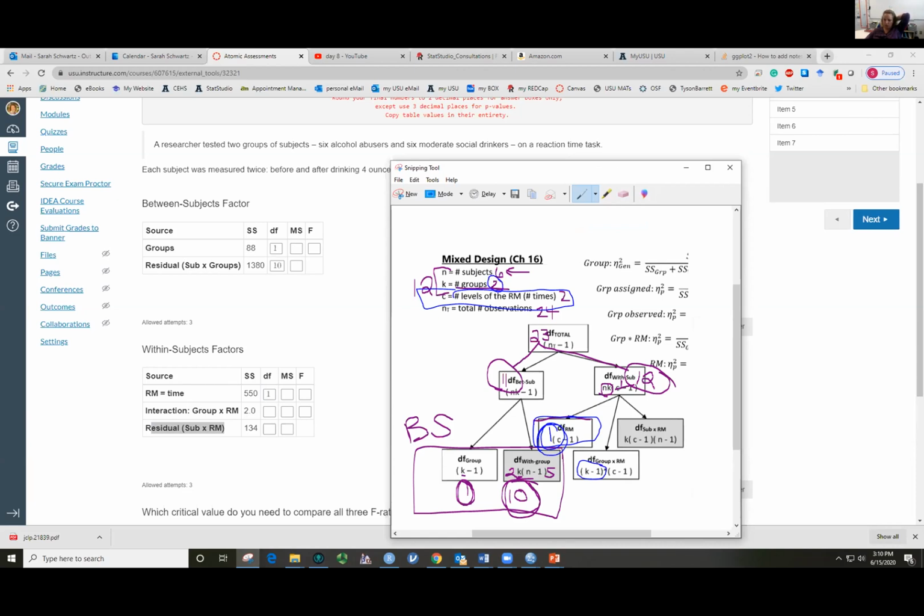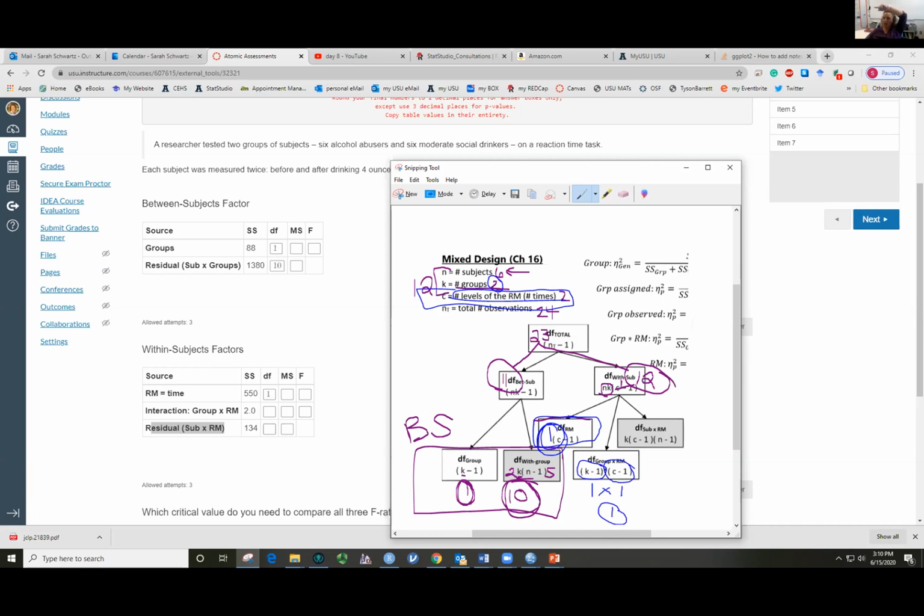2 groups, so 2 minus 1 is 1. Now c minus 1, what's c? 2 repeats. 2 minus 1 is 1. 1 times 1 is 1.